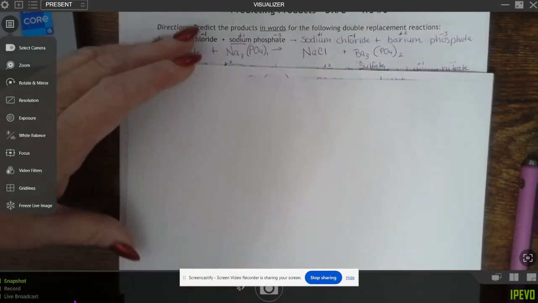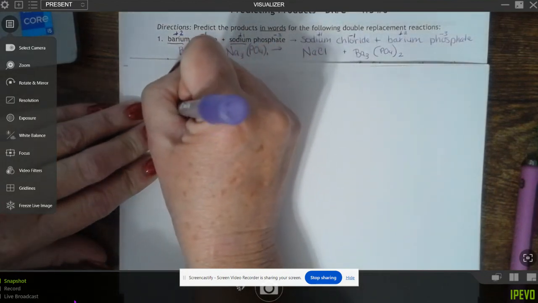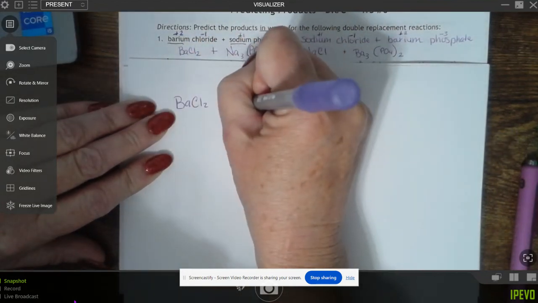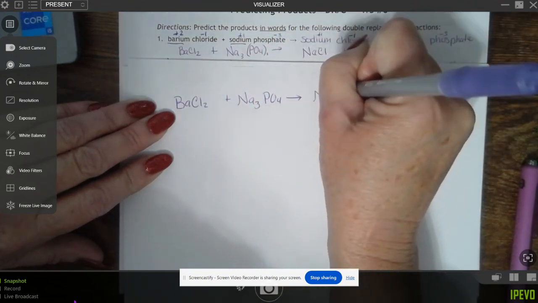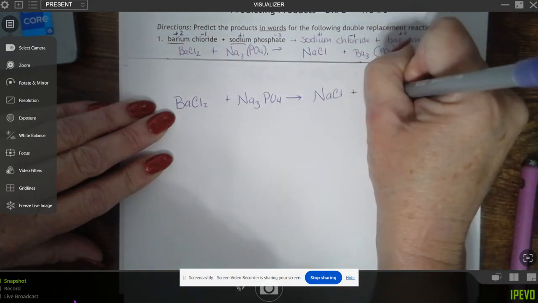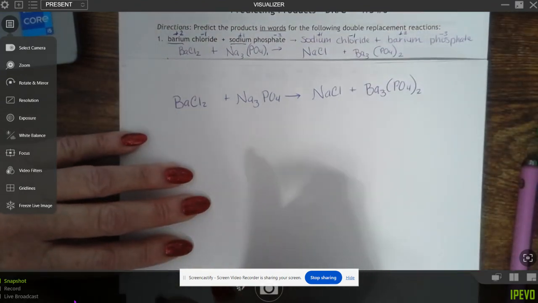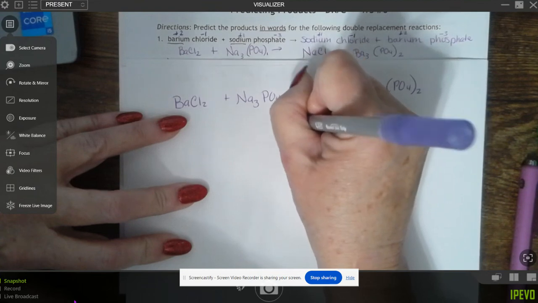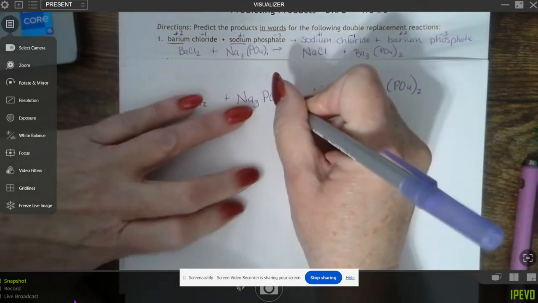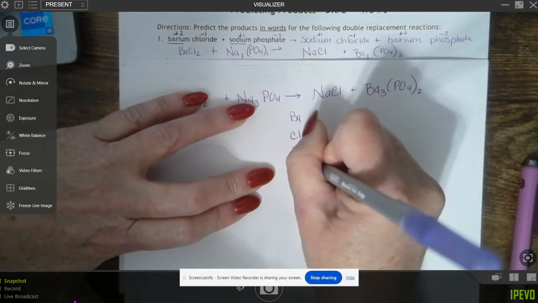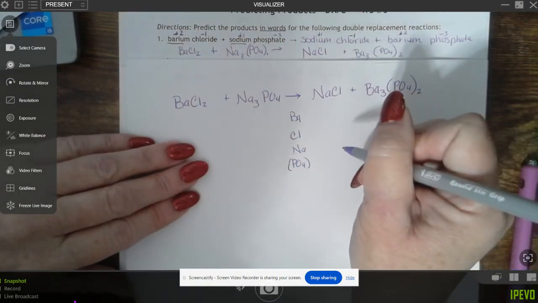Okay, so let's go back and balance that first one. All right, and I'm going to rewrite it. So I've got BaCl2 plus Na3PO4 produces NaCl plus Ba3(PO4)2. Okay, so now what I'm going to do is I'm going to make a list. So I've got barium, I've got chlorine, I've got sodium, and I've got PO4 on both sides. So I'm going to use that, and I can just count how many PO4s I have on each side.